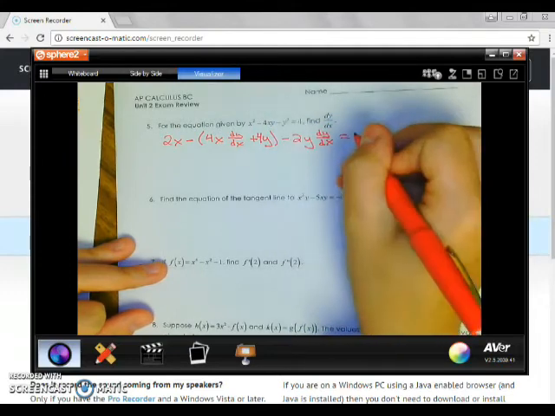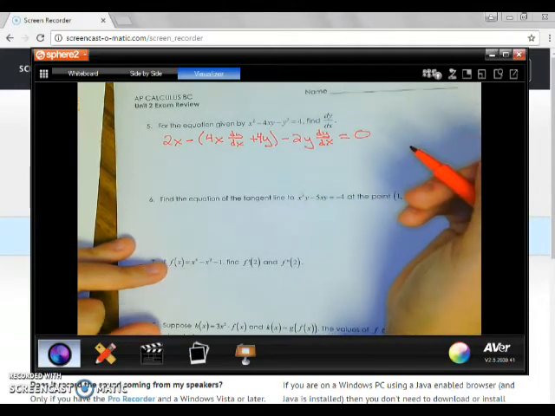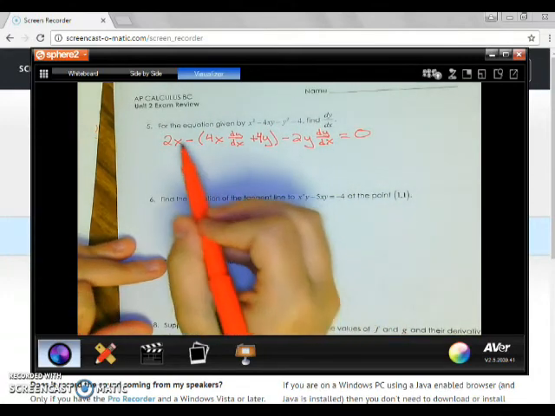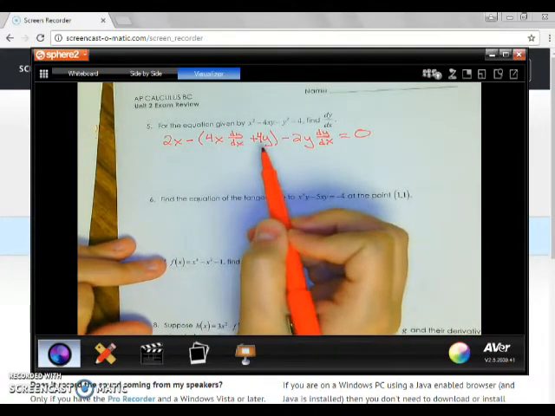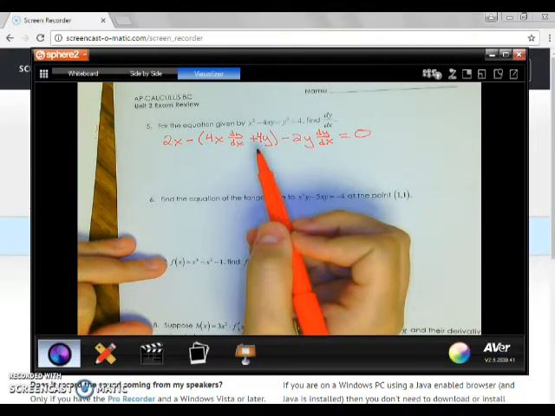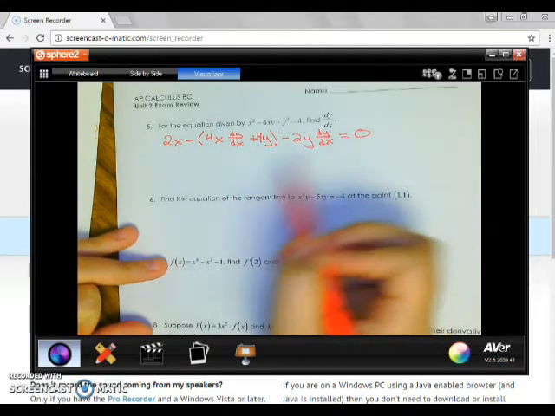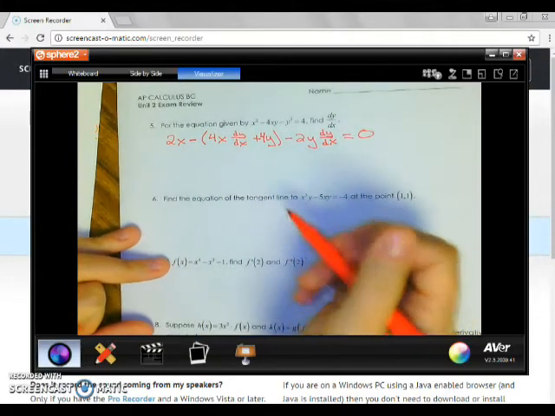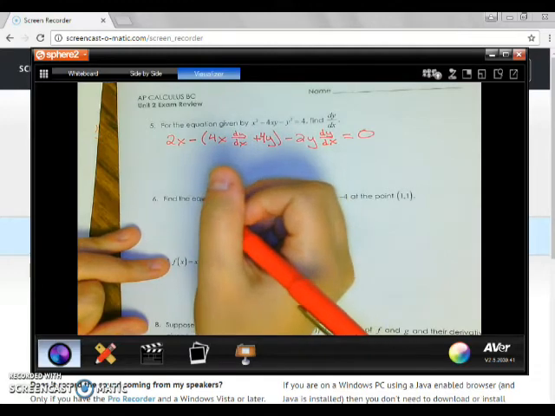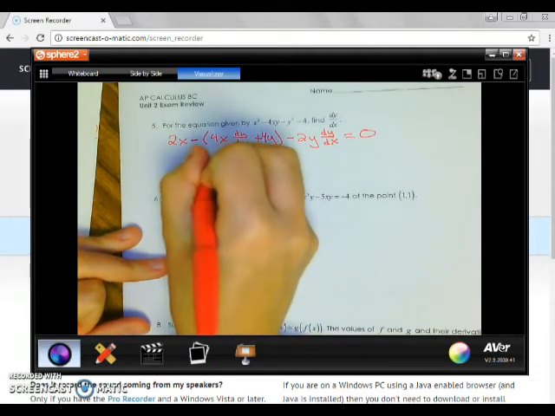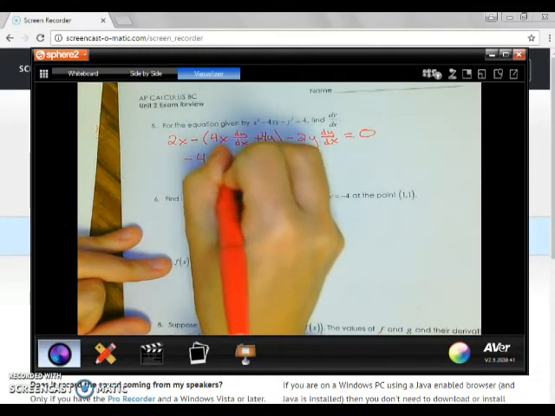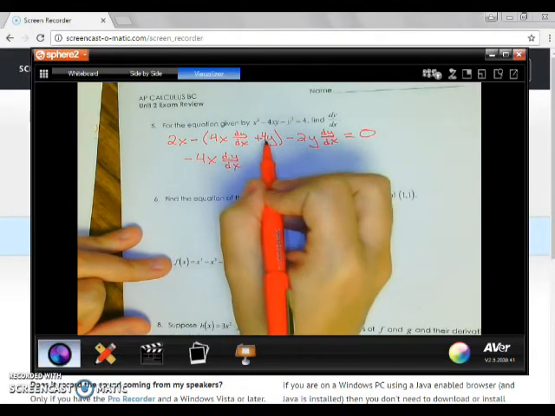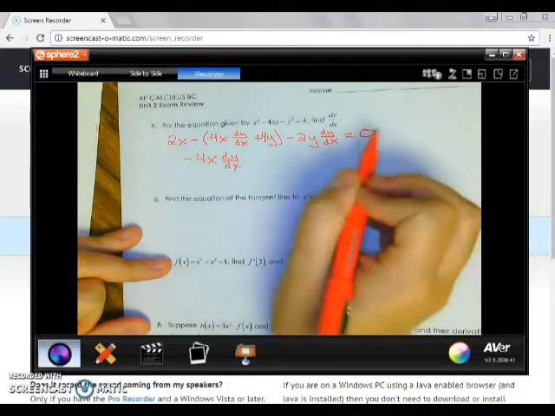Equals, and the derivative of 4, since it's just a constant, is 0. Remember, your goal for these is to then get dy dx by itself. So here you'd have to distribute the negative, and then once you distribute the negative, move the terms that do not have dy dx over to the other side. So you'll end up with negative 4x dy dx stays on this side, right? I'm distributing that negative, and those are both going to go to the other side.